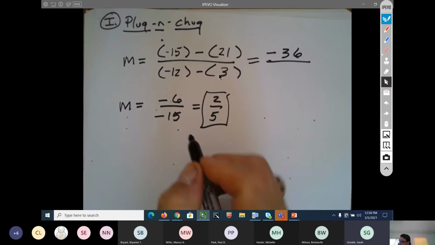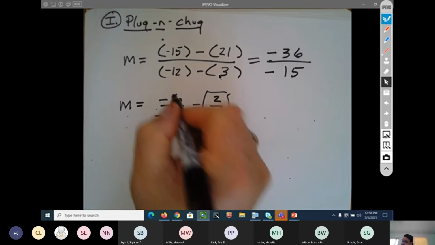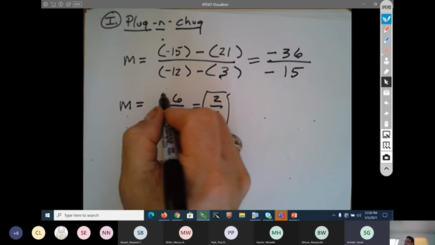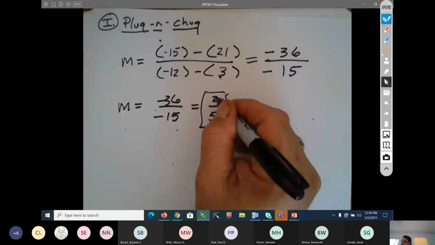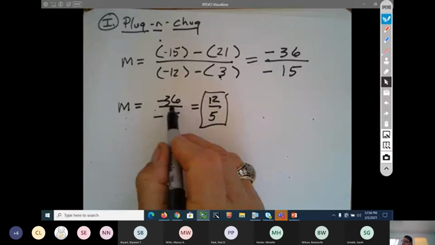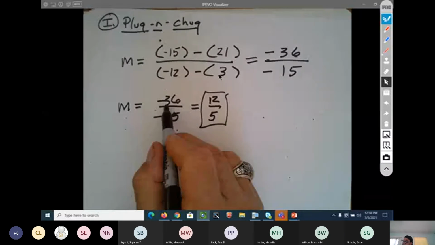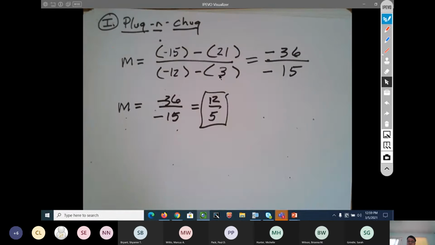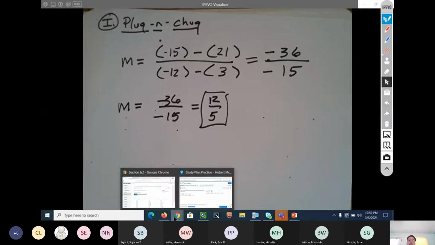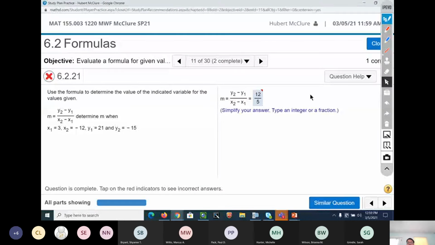And divided by negative 15. So I made a mistake. Negative 36 divided by negative 15. And 3 will go in there 12 times. So it should be 12 over 5, I think. Let's try that. Is that what it is? Yeah, 12 over 5. So I apologize for making that mistake.